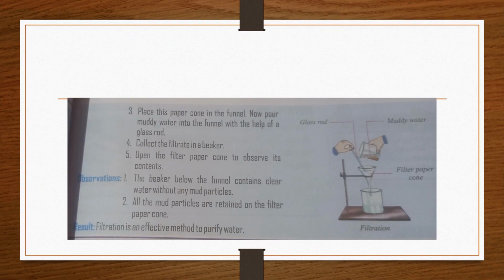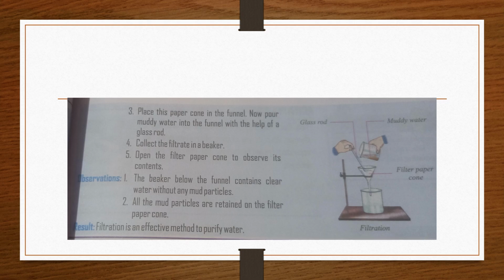What you will see in this diagram is a stand, and you have fixed a funnel in the stand, and at the bottom of that you have put a beaker. Then you have made a paper filter, and you place that paper cone in the funnel. Now you pour the muddy water into the funnel with the help of a glass rod and collect the filtrate in a beaker.